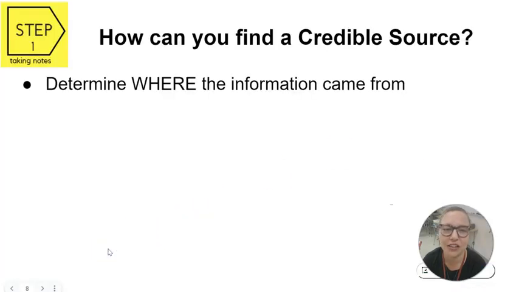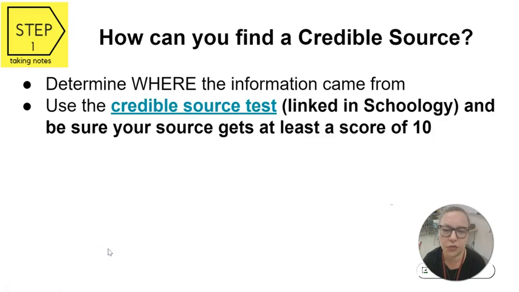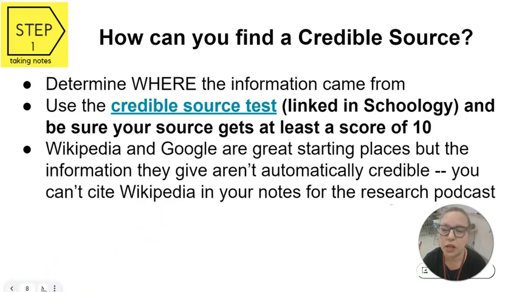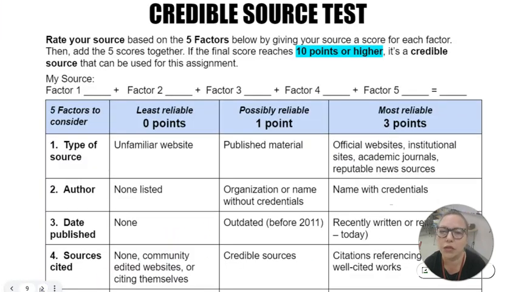All right, so how can you find a credible source? We talked about determining where the information came from. There is a credible source test linked in Schoology, and what you need to do is take a look at that test and make sure your source that you find gets a score of 10 or higher, and I'll show you how that works. And just keep in mind that Wikipedia and Google are great places to start. But their information is not automatically credible because we have to find where the information first came from before somebody in the community typed it up. And so you have to dig a little bit deeper. You can't use Wikipedia in your notes as a credible source.